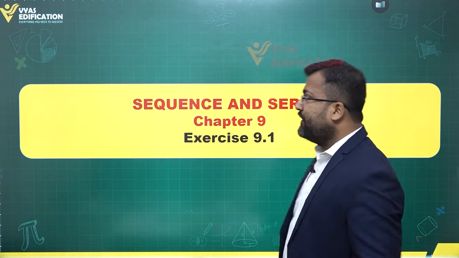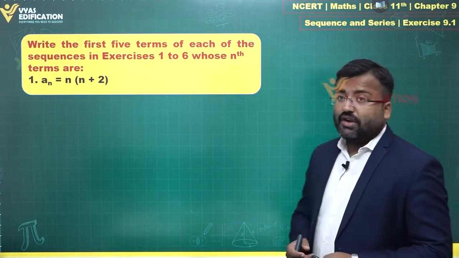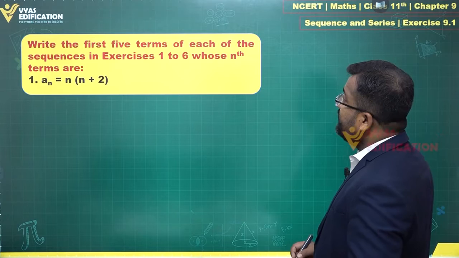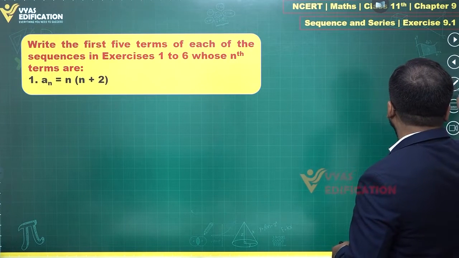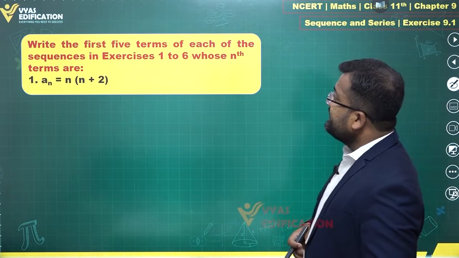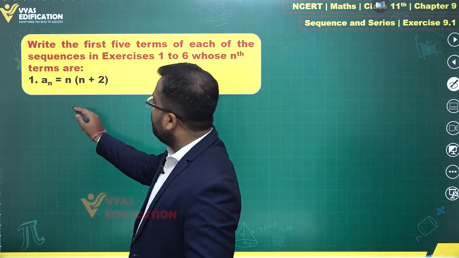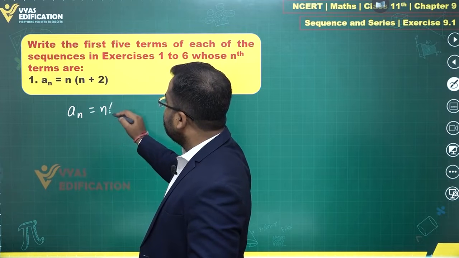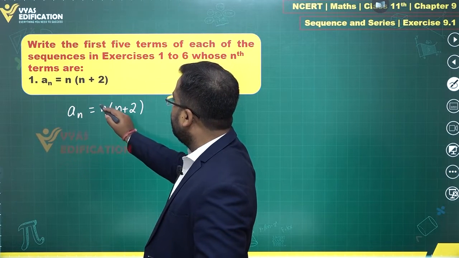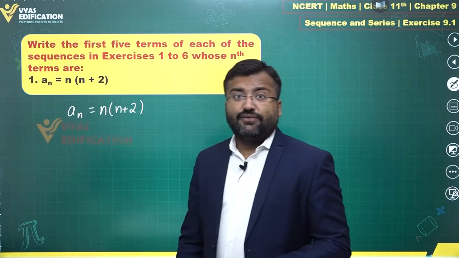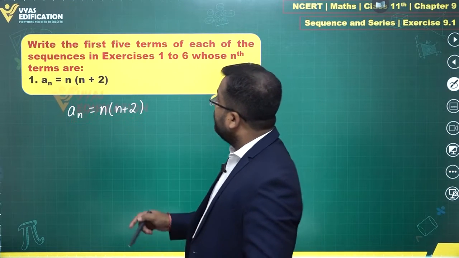Moving on, the first question says, write the first 5 terms of each of the sequences in exercises 1 to 6 whose nth terms are given. So AN is given as n times n plus 2, and you are supposed to write the first 5 terms.